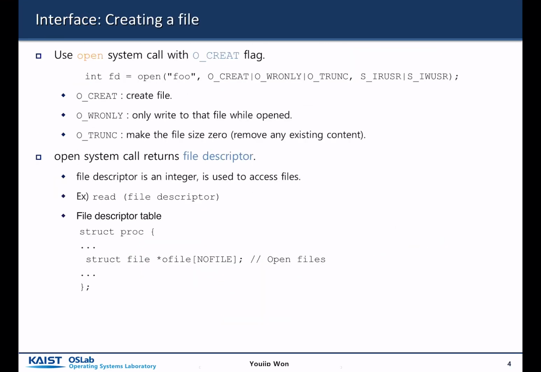So I'm going to explain the basics of the file interface. Interface means a set of functions that manipulate a file. The first function is creating a file. How can you create a file? We use the open system call with the O_CREAT flag. We create the file under the name foo, using O_CREAT, and it's going to be write-only. The initial size is set to 0. This is the user permission.